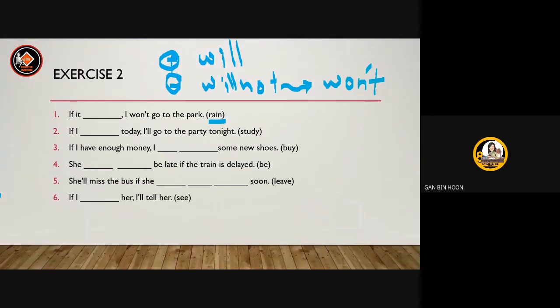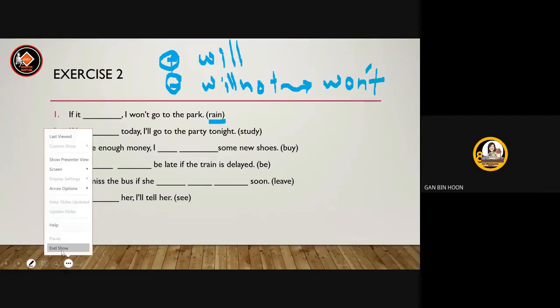Self-assessment means pelajar kena cuba menilai diri sendiri. Okay, so there are 6 questions there. And I have answer for number 1. If eat, I won't go to the park. So I'm going to stop my sharing. Okay.